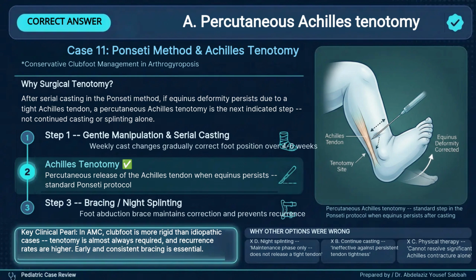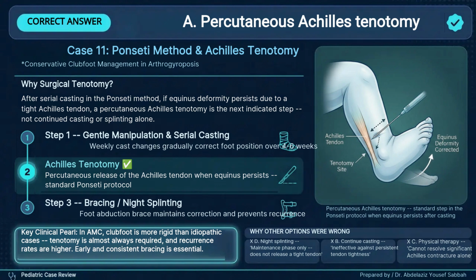Percutaneous Achilles tenotomy. After serial casting in the Ponseti method, if equinus deformity persists due to a tight Achilles tendon, a percutaneous Achilles tenotomy is the next indicated step, not continued casting or splinting alone. The Ponseti protocol follows 3 steps. First, gentle manipulation and serial casting with weekly cast changes to gradually correct foot position over 4 to 6 weeks. Second, percutaneous Achilles tenotomy when equinus persists after adequate casting. Third, bracing and night splinting with a foot abduction brace to maintain correction and prevent recurrence.